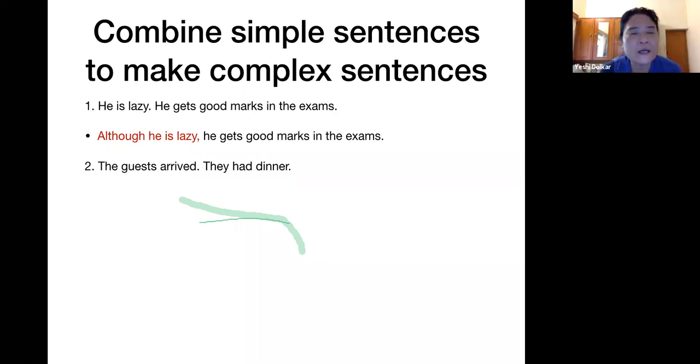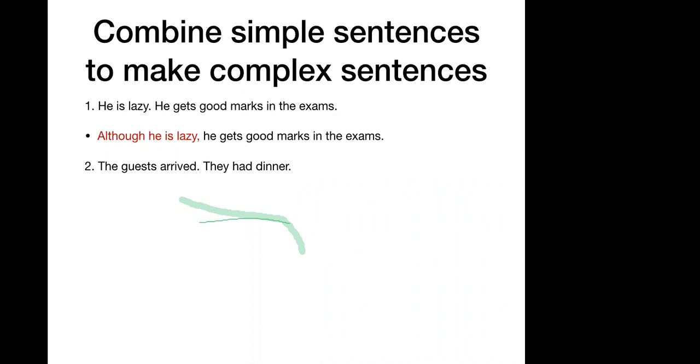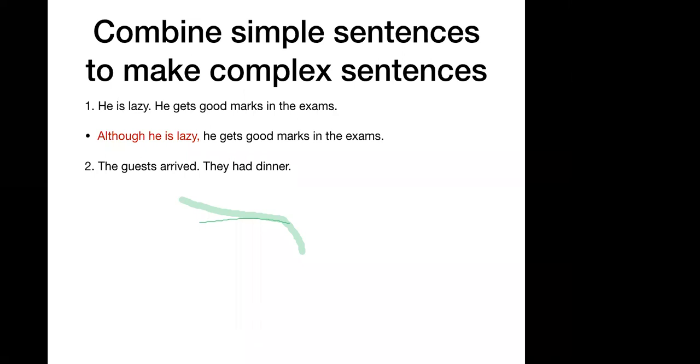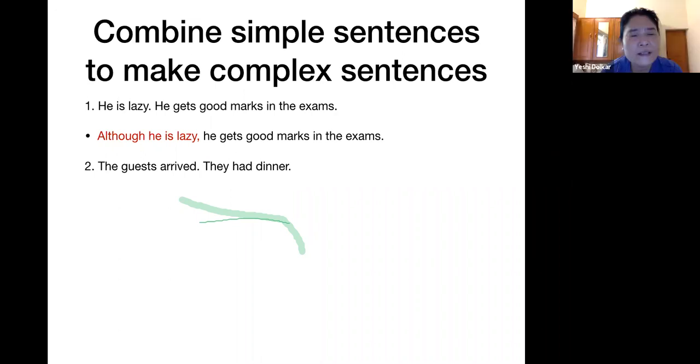The guests arrived. They had dinner. Subordinating conjunctions: after, before, since, though. When they had dinner, the guests arrived. These take a subordinating conjunction.